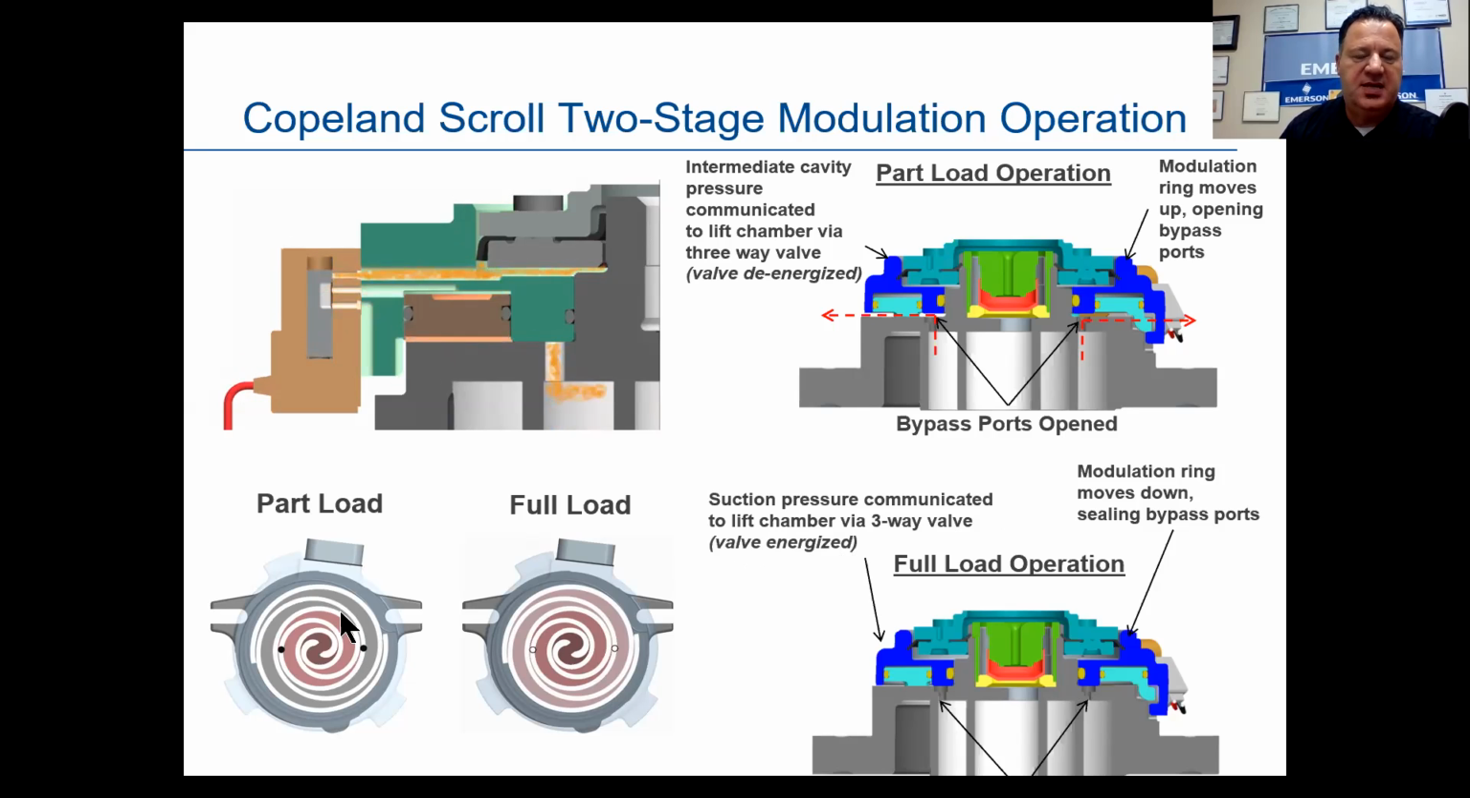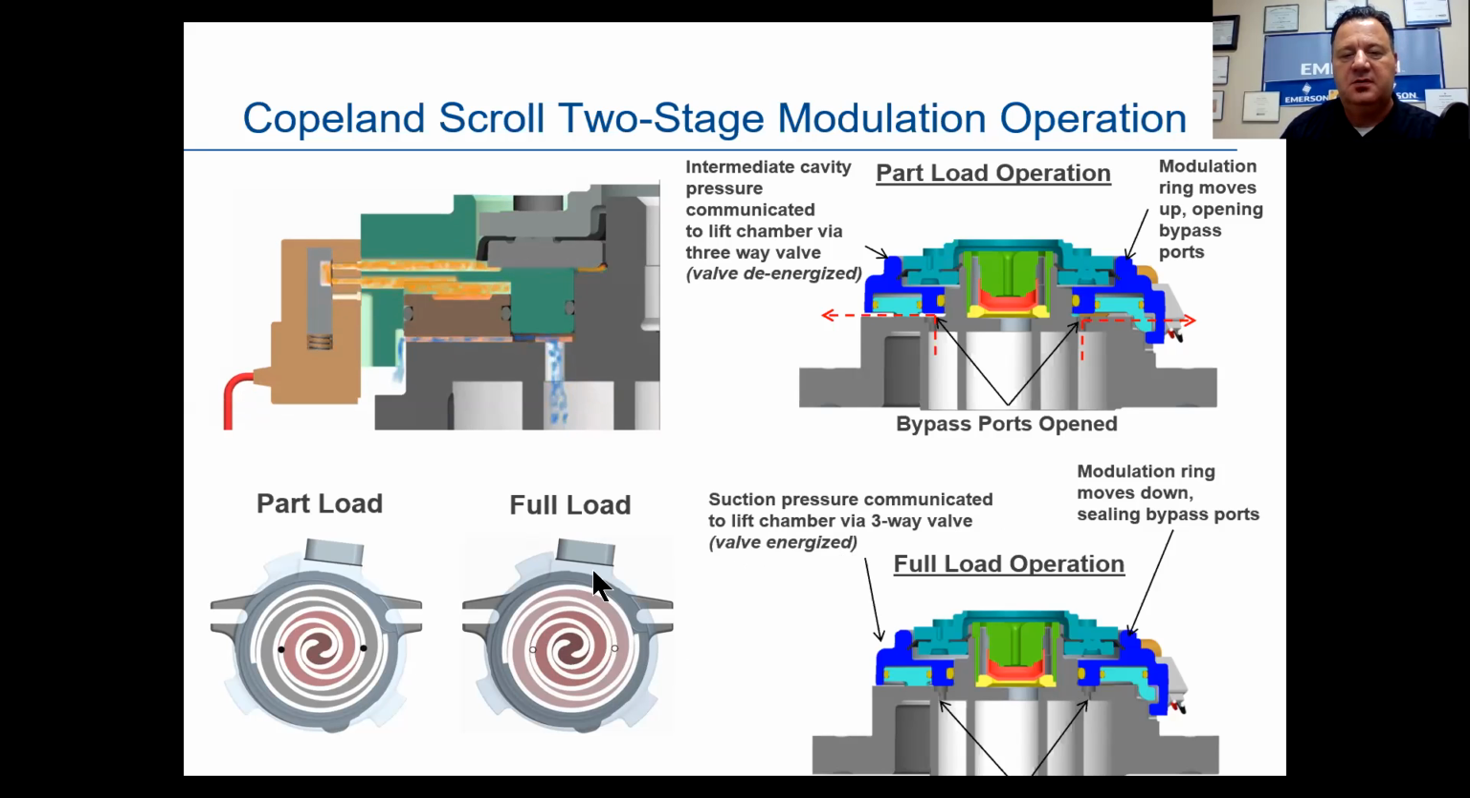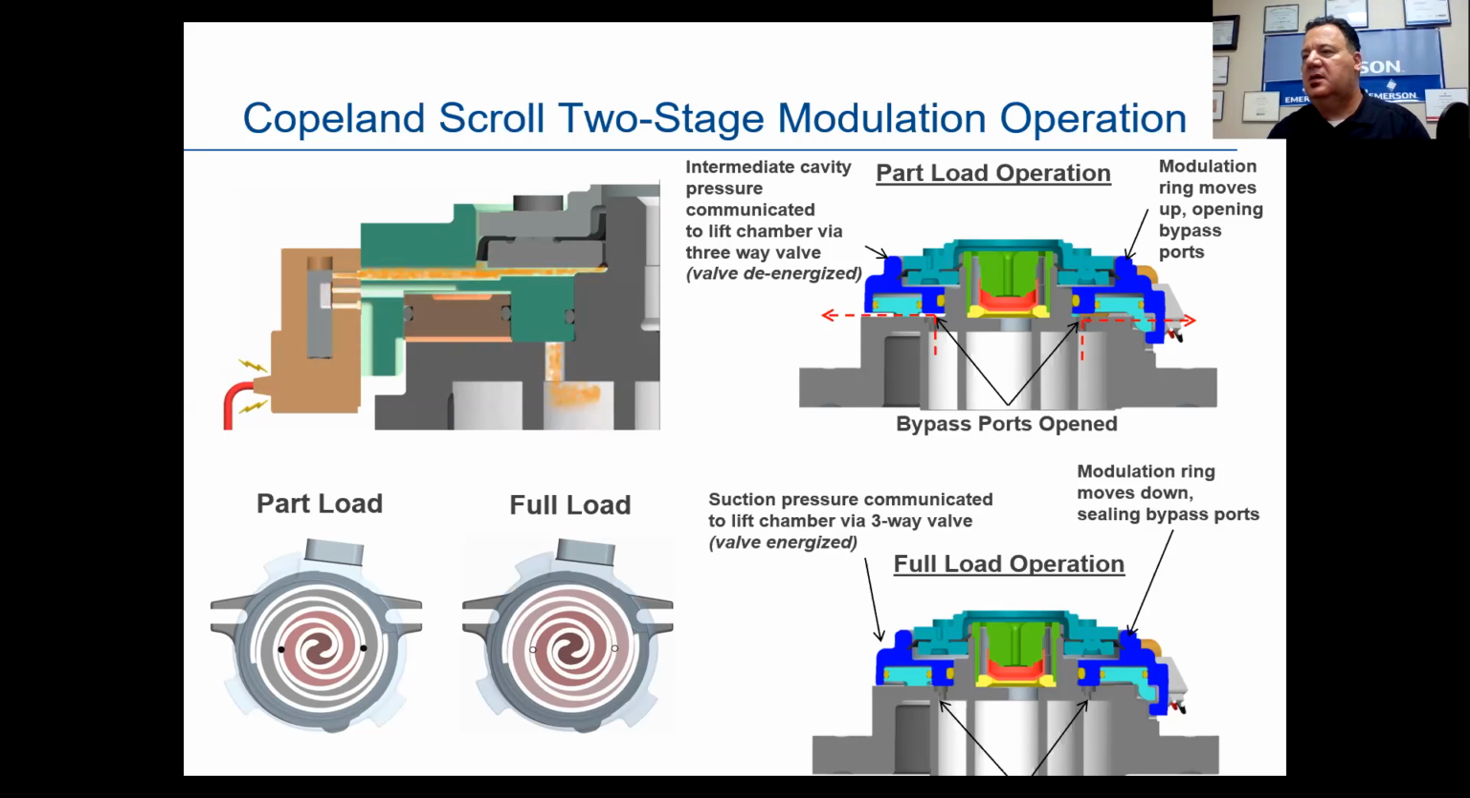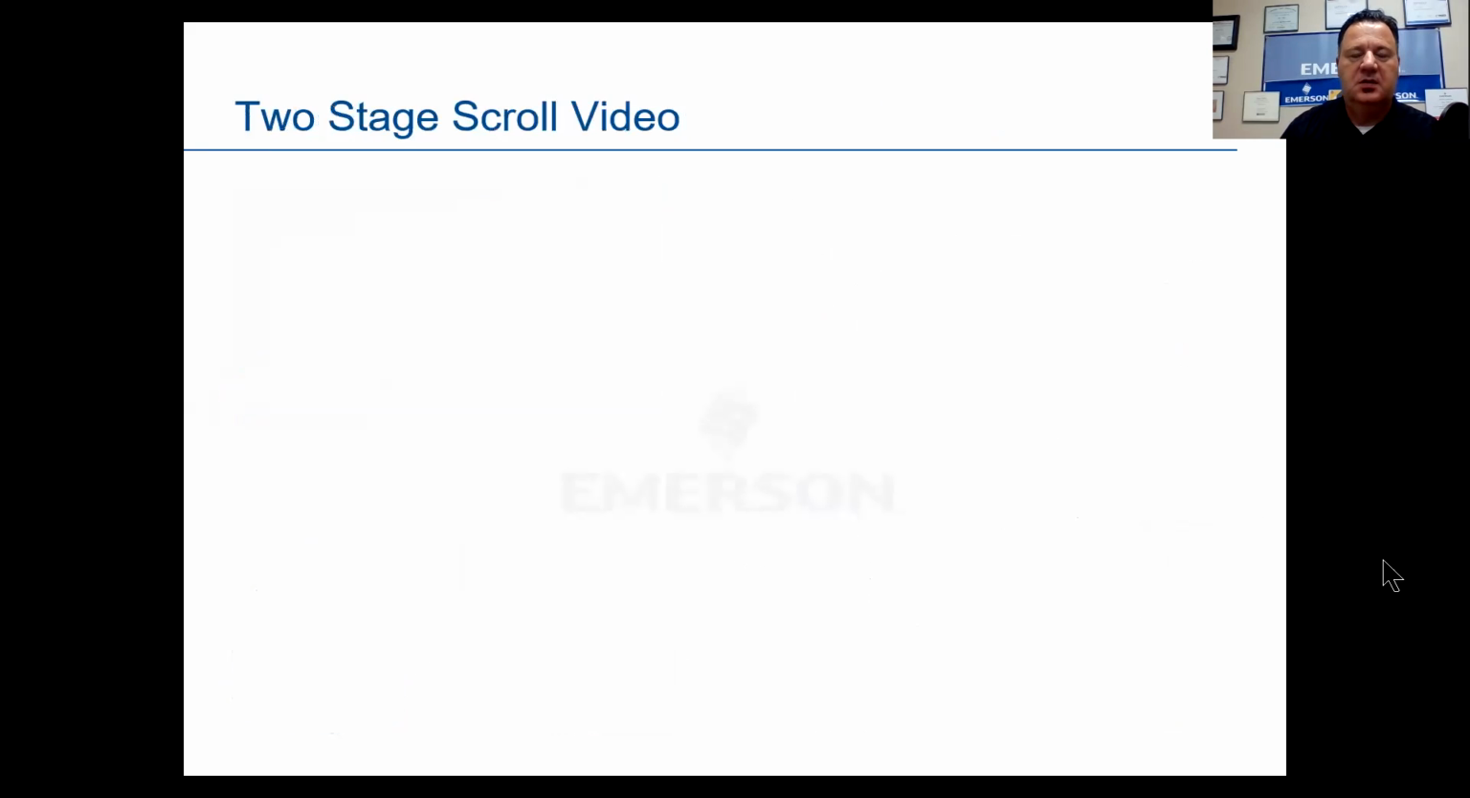You can see the bleed ports down here at the bottom on the left, partial load. When it shifts, those open up. You can see at full load, those ports, if you will, are blocked off. Here's our module. Okay. Let's see if we can get this video to play.